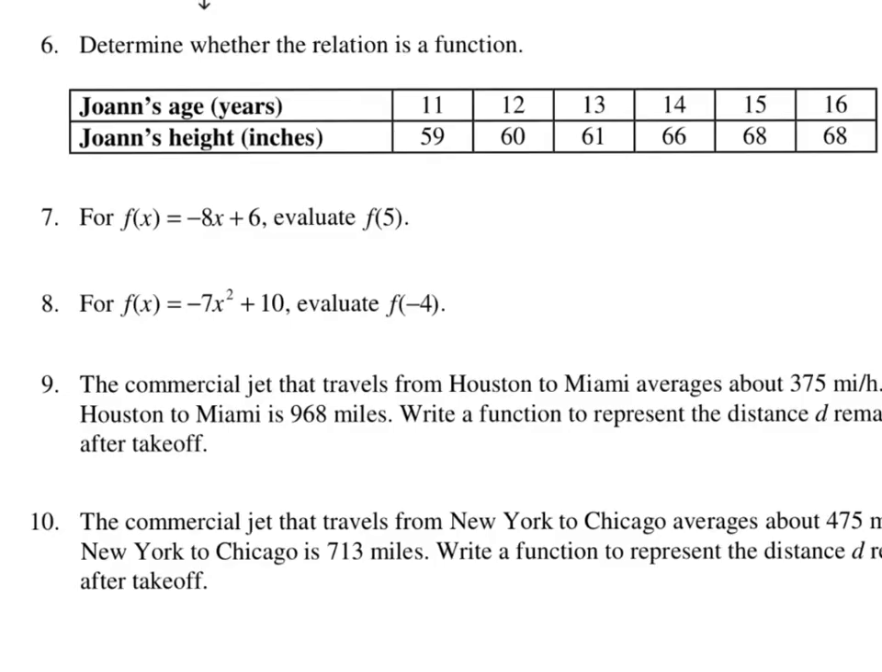To tell from a table if you have a function, you just have to look at all the x's, all the domains, and as long as none of those numbers repeat, it's a function. So this is yes. The x's or the domain don't repeat. And if you think about it, you can't be the same age 2 years in a row, so all those numbers have to be different.